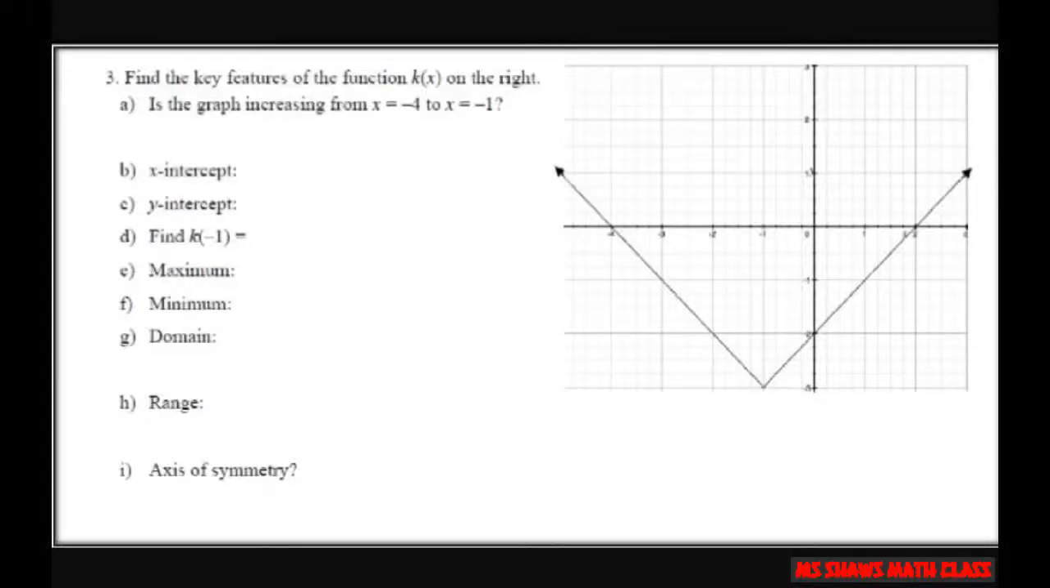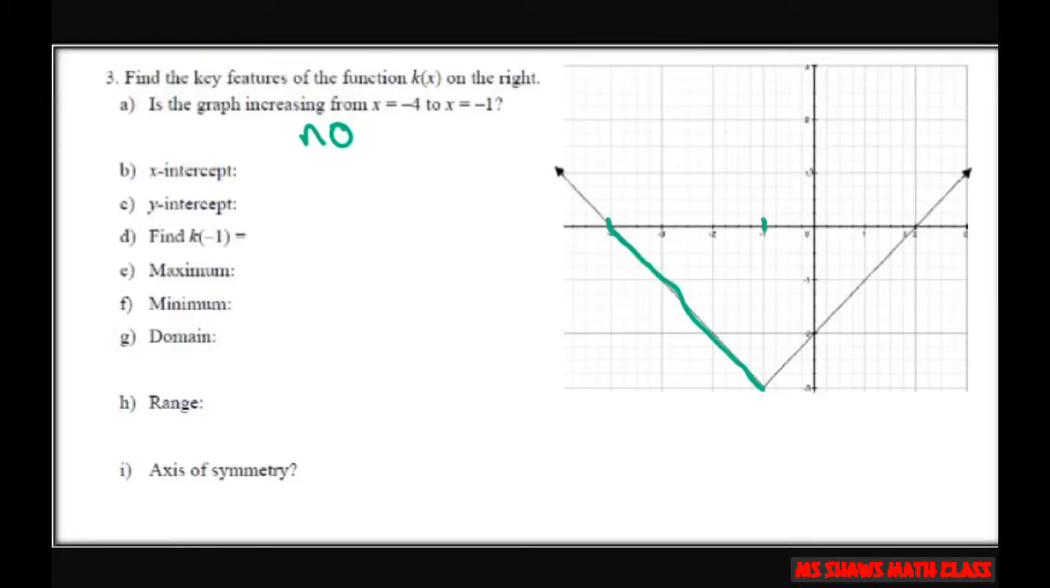Hey everyone, we're going to find the key features of the function k of x on the right. So it's the graph. And we're going to first answer, is the graph increasing from negative 4 to negative 1? So we look from negative 4 to negative 1. And from here, you have to read it left to right. We're going down as you draw from left to right. So it's decreasing. So here we just put no.